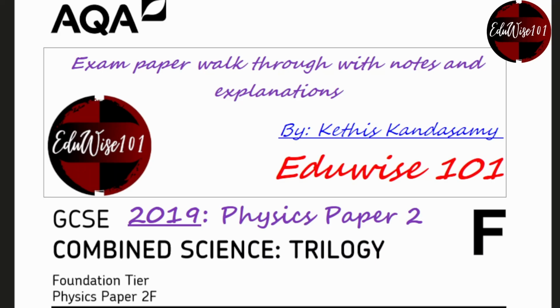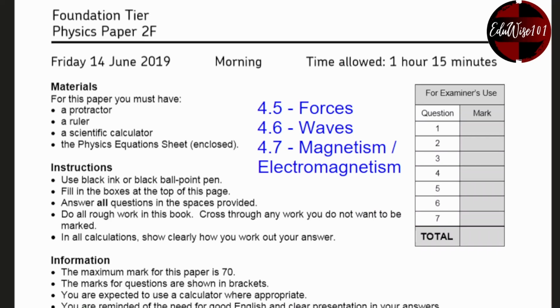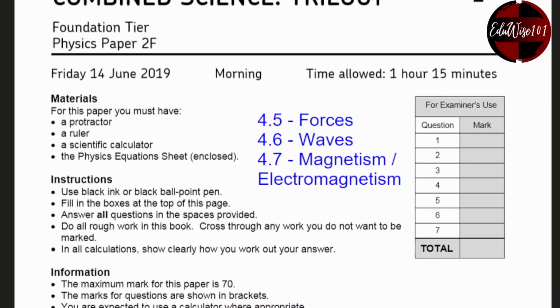In this video, I'm going to go through the AQA Combined Science Physics Paper 2 Foundation Tier from 2019. Now this paper is 1 hour 15 minutes long and has 7 questions. And it's tested on 3 main topics: forces, waves, and magnetism. So let's have a look at question number 1.